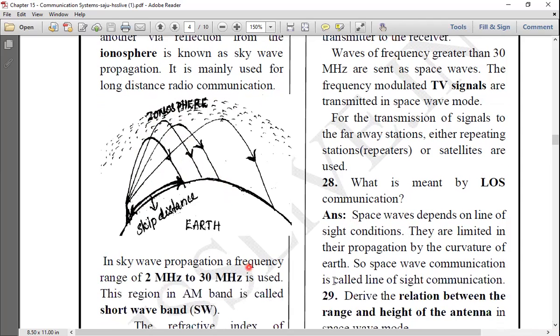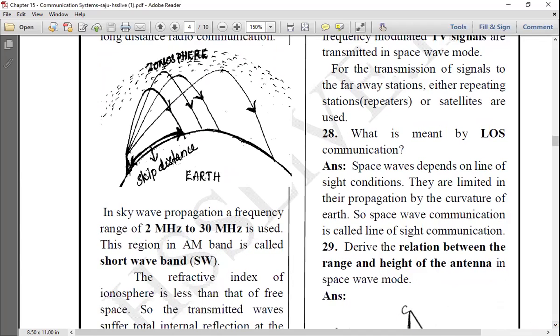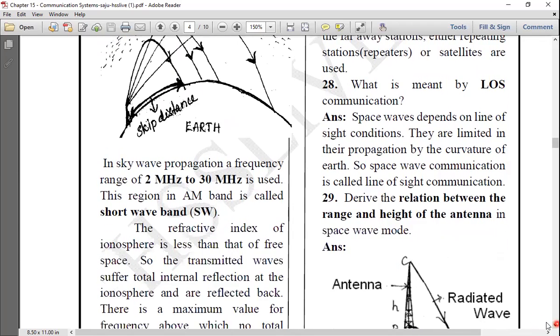In skyway propagation, a frequency range of 2 megahertz to 30 megahertz is used. And this region in the AM band is called the short wave band. If you purchase a radio, you may have this in it. Okay. Next one.